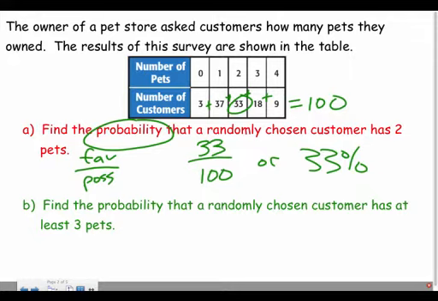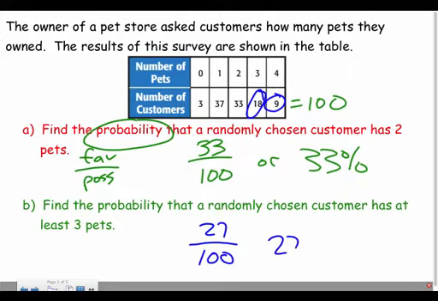Same thing for this. Find the probability that a randomly chosen customer has at least 3 pets. So read that carefully. At least 3 pets. Well, let's take a look at my data up here. At least 3 pets. So these have 3, and they have 4. So at least means more than that as well. So 18 and 9 give us a total of 27 out of a total of 100 customers. So 27 out of 100, which would be 27%. And it's not always going to be out of 100. In this situation, it just kind of worked out that way, which was kind of nice.